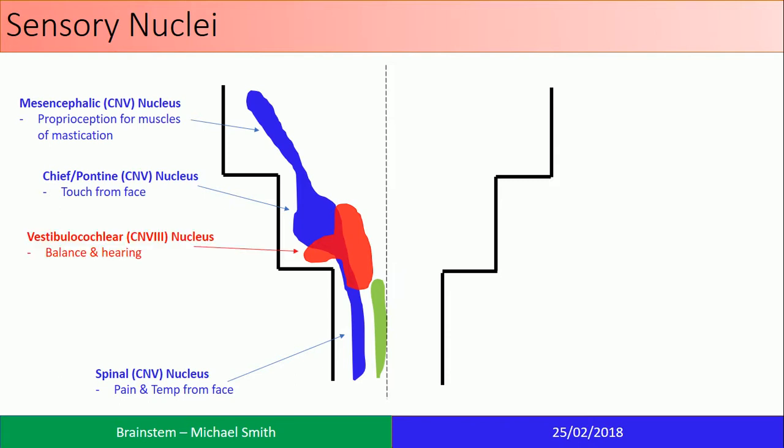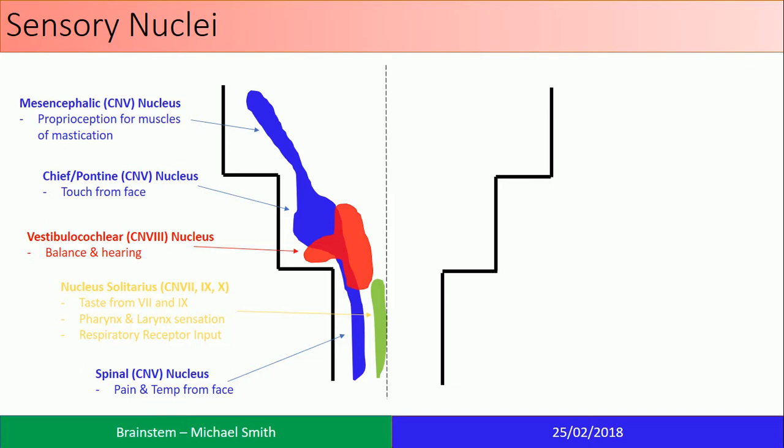We then have our red vestibulocochlear, which is our cranial nerve 8 nucleus, and this provides information on balance and hearing. And as you can see, this crosses over the border between the pons and the medulla. And then finally, our green one just sitting in the medulla is the other sensory nucleus that we've already mentioned, the nucleus solitarius, because it begins with S.